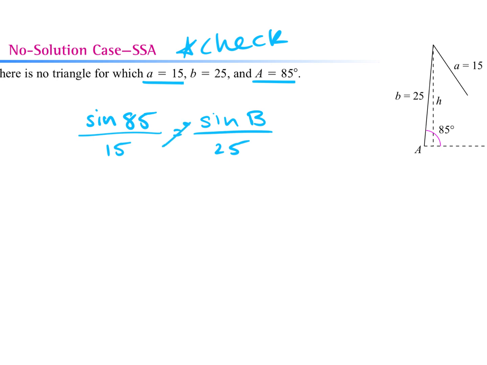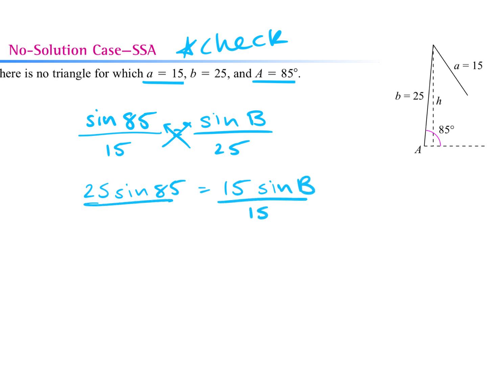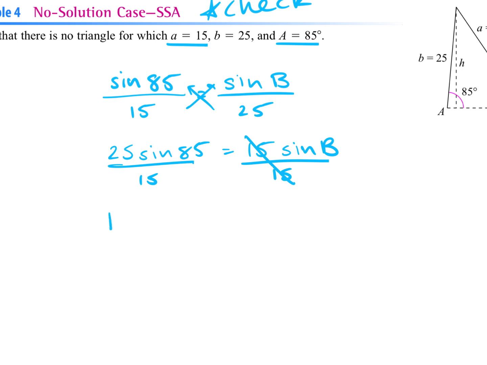So we can cross multiply. We want to get B all by itself. So 25 times sine of 85 is equal to 15 times sine of B. And divide both sides by 15. Then we can put this into our calculator. So 25 times sine of 85, equals, and then divide it by 15. So we get 1.66032. It keeps going, but I'm going to leave it in the calculator.